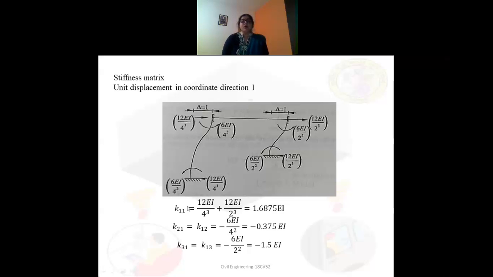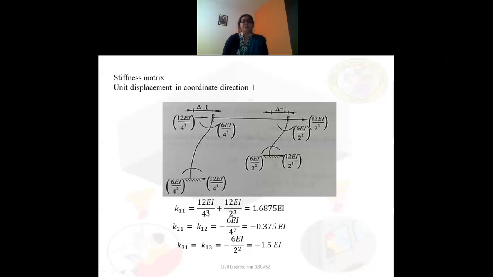Okay, so now K11, what is meant by K11? What is the force developed at coordinate 1 due to this displacement at coordinate 1? Here the assumed direction is towards right and this horizontal reaction developed is also towards right. Hence it is 12 EI by L cube. If it is towards right, obviously at the fixed support it is in the left direction. So 12 EI by 4 cube, where the length is 4.